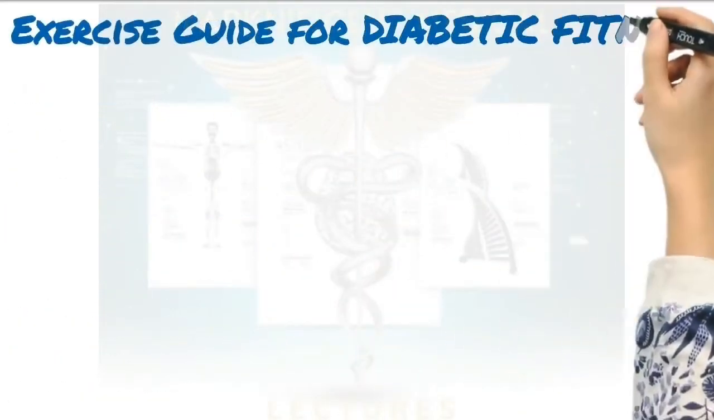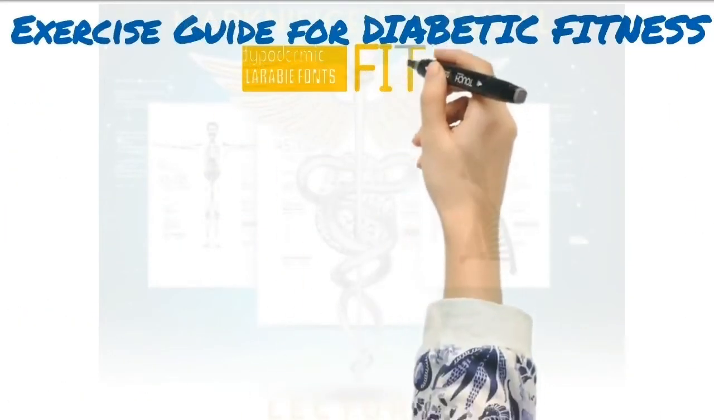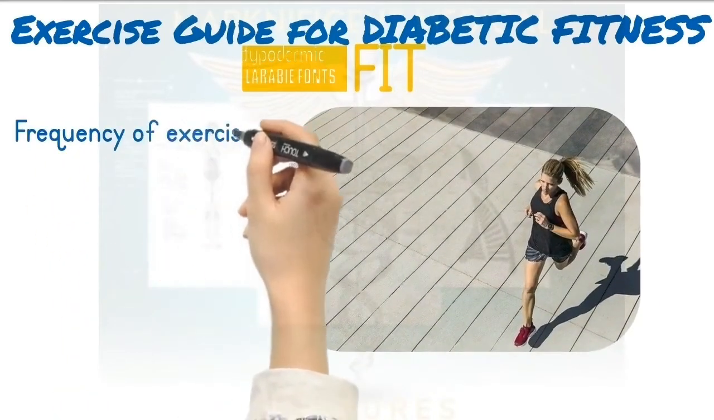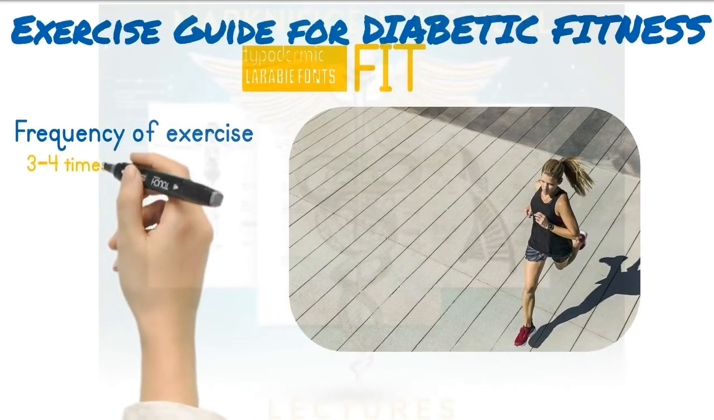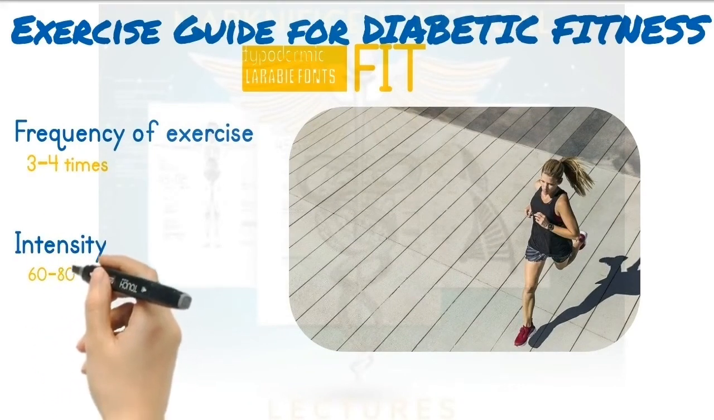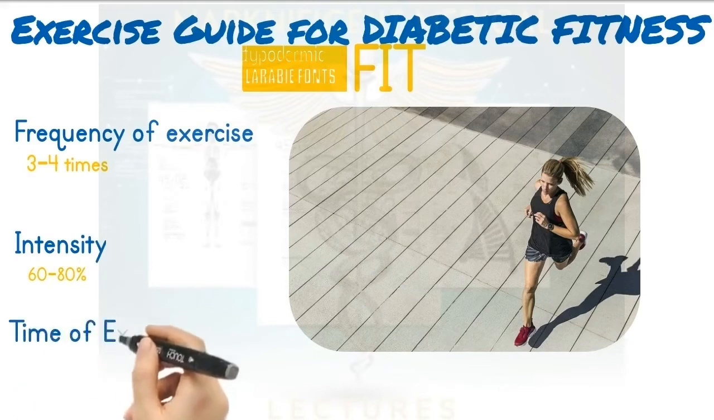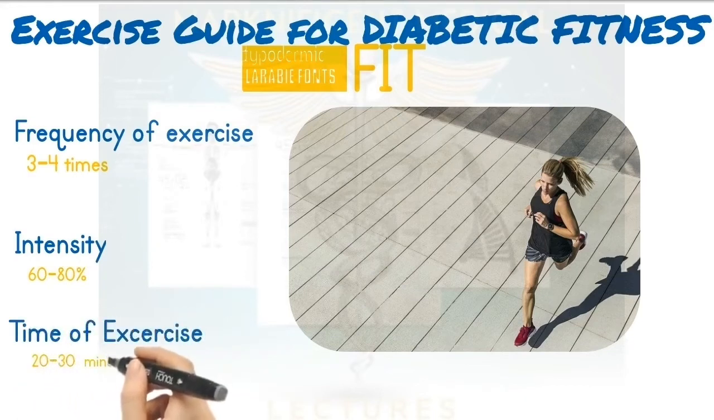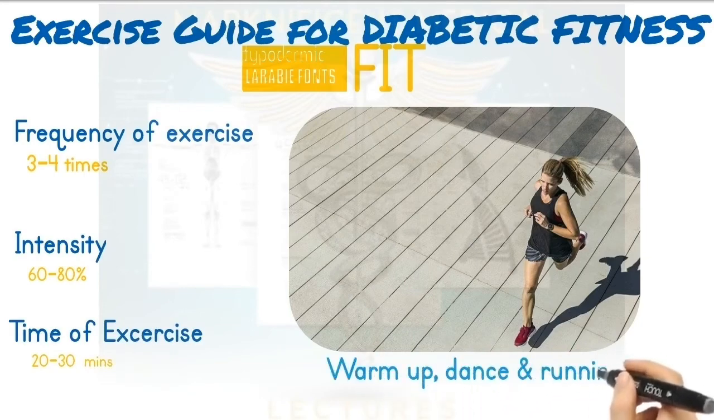Exercise guide for diabetic fitness. Mnemonic is FIT. Frequency of exercise, which should be 3 to 4 times a week. Its intensity should be 60 to 80% of maximum heart rate. Time of exercise, that is, aerobic activity, should be 20 to 30 minutes, including warm-up, dance, running, etc.